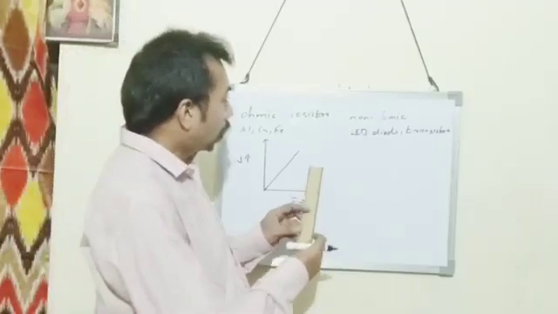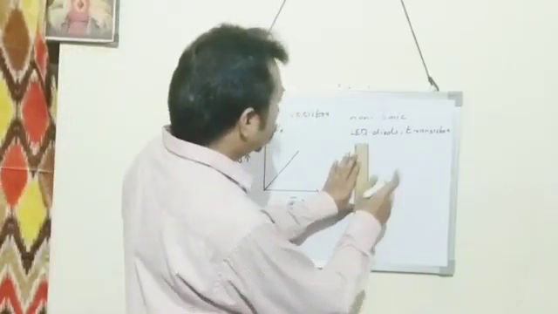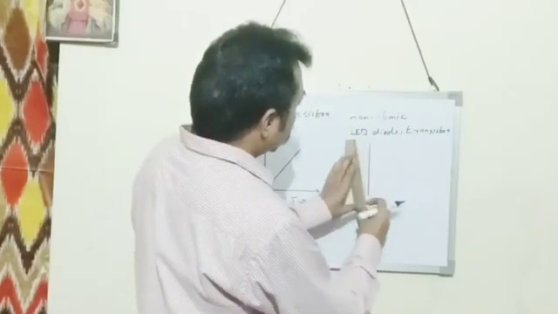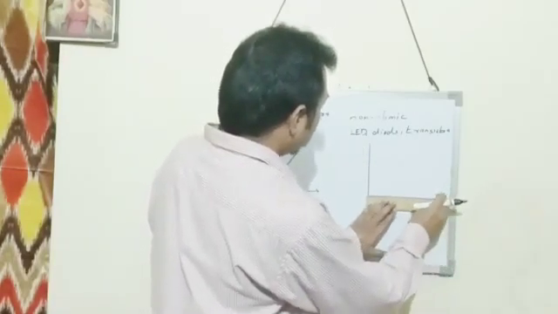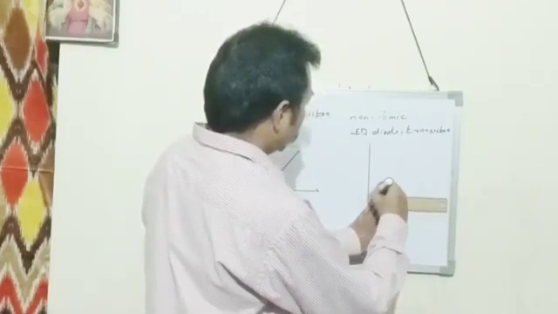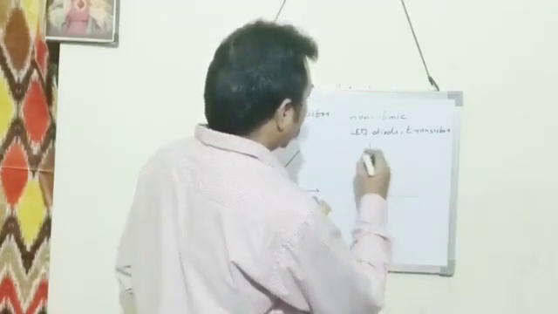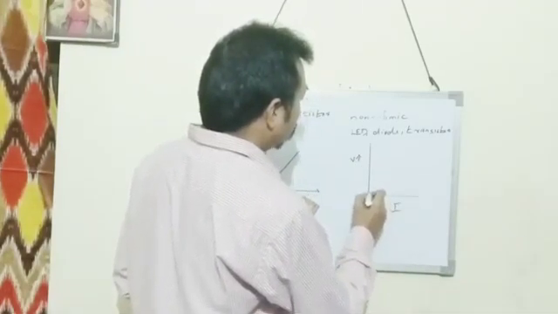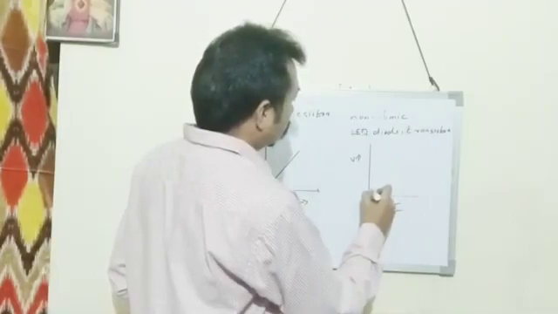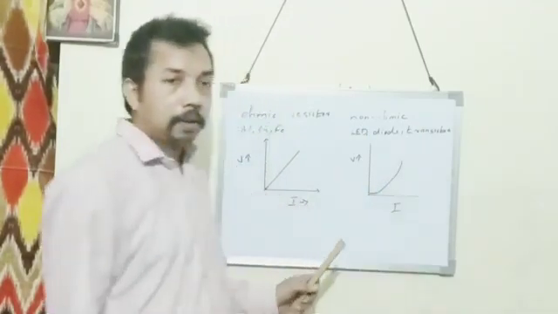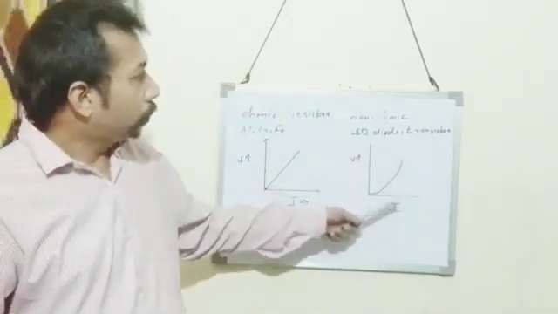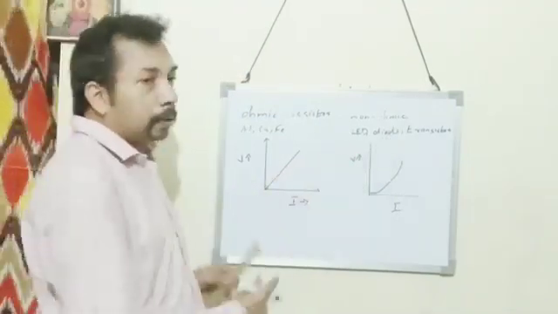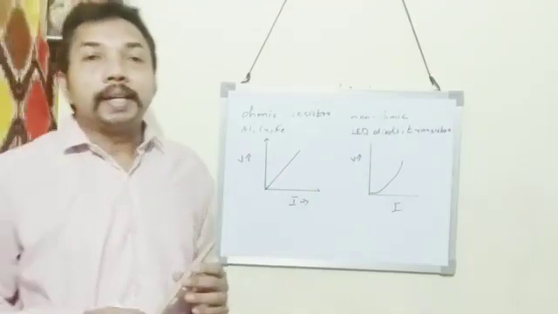And if we draw the VI graph of a non-ohmic resistor, it won't be a straight line like this. It will be a curve like this. So this is the VI graph of a non-ohmic resistor.